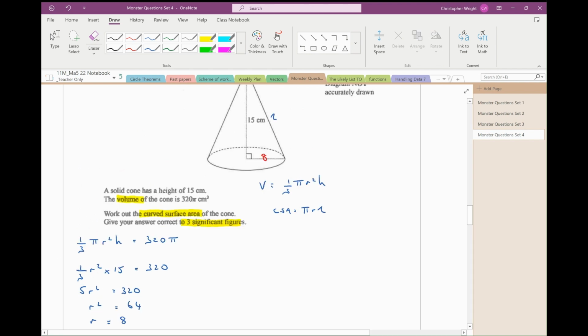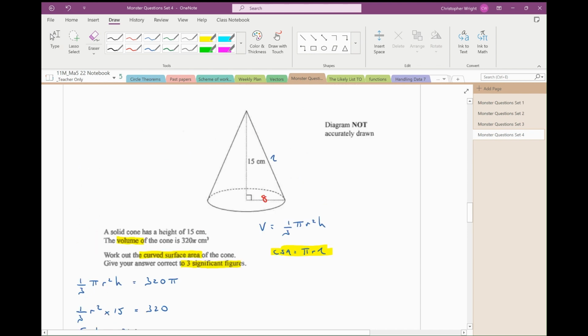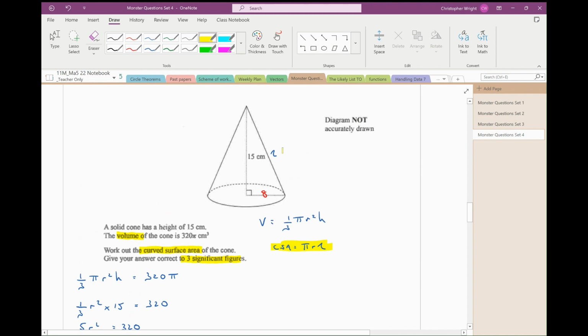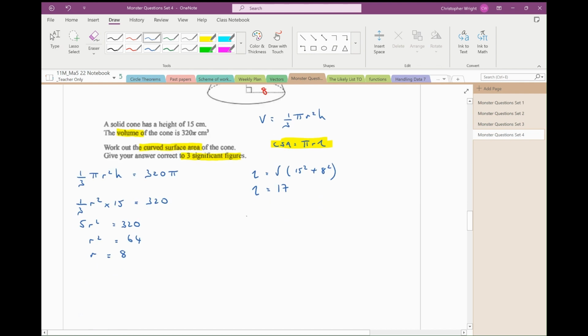Now let's go back to the formula for the curved surface area. Here it is. I need to find the curved surface area. I know pi, I know r, but I still need the sloped height there, L. I can use Pythagoras to find that. There's a right-angled triangle just here, height of 15, 8, and a hypotenuse of L. So L is going to be the square root of 15 squared plus 8 squared, which gives me a sloped height of 17.